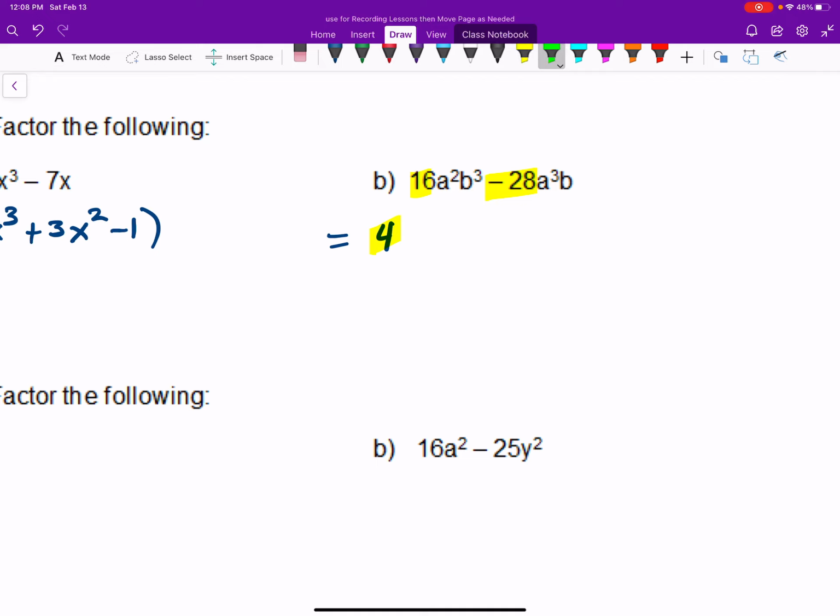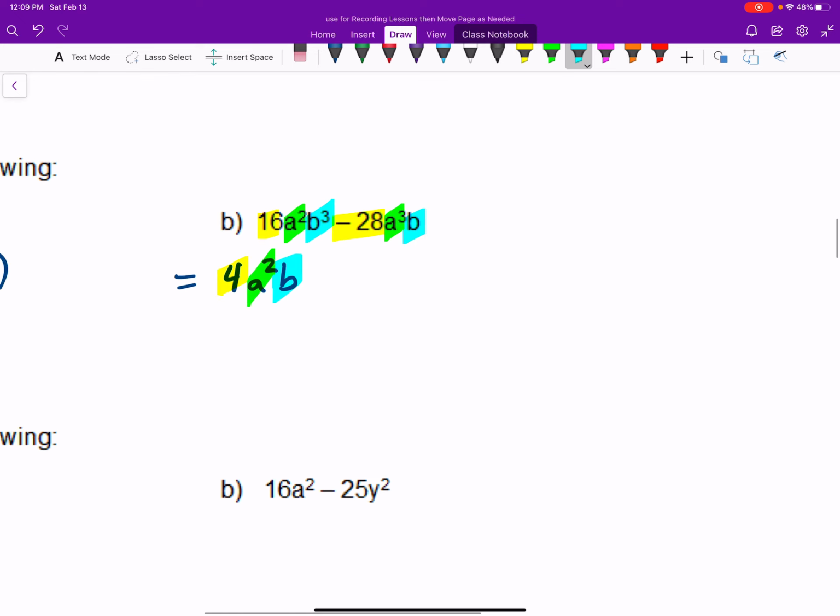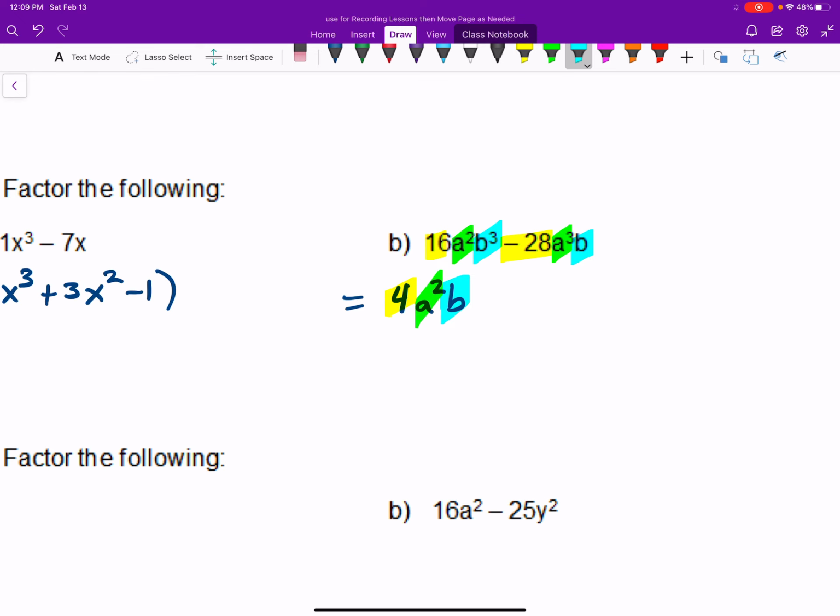And then if I look at the a squareds, my lowest power there is I got a squared and a cubed, so my lowest power there is a squared. And if I look at my b's, I got a b cubed and a b. My lowest power there is b. So getting the common factors are really simple if you know what to look for. For the numbers, you just look at what goes into all of them. For the powers, you just look for the lowest exponent.